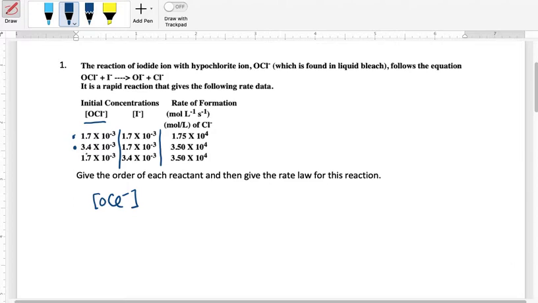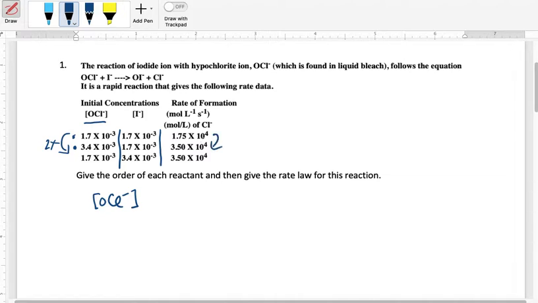And then 3.4 is twice 1.7. 1.7 times 2 is 3.4. Make sure you look at the direction. I even put an arrow. So going in that direction, 1.7 multiplied by 2 is 3.4. So it's doubling. And then we're going to figure out what effect that has on the rate. When OCl minus doubles, what happens to the rate?